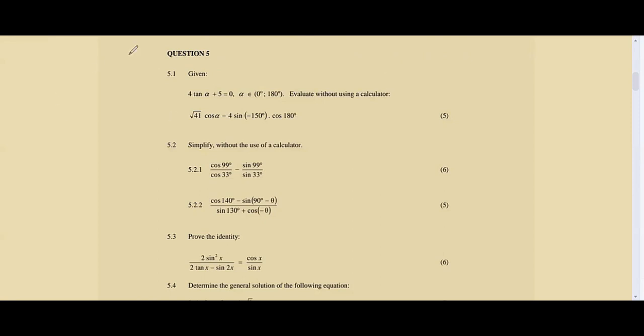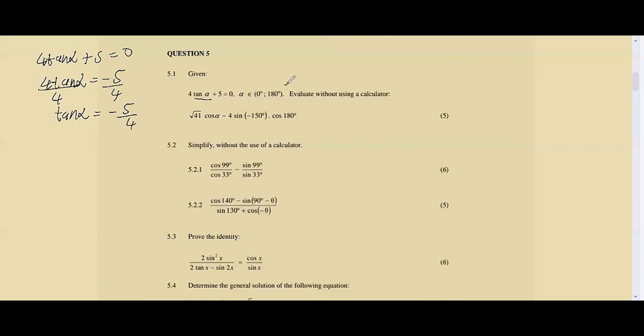Right, so to solve that, the first thing we have to do is find our tan alpha in the form of a fraction. So we have 4 tan alpha plus 5 is equal to 0. Solving this, 4 tan alpha is equal to negative 5. We divide both sides by 4. Then our tan alpha is equal to negative 5 over 4.